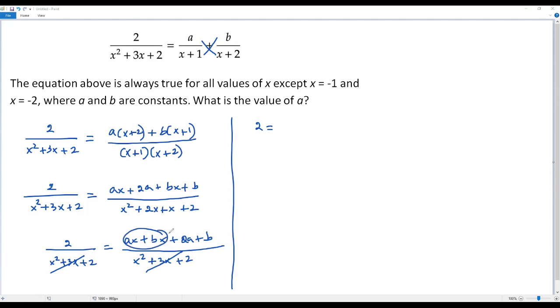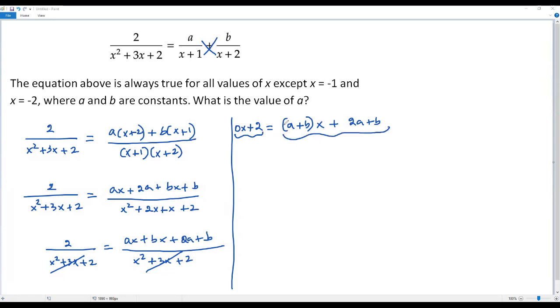2. And here we can factor x out from these two terms. Then we get (a + b)x + 2a + b. Here on the right side, we have a term which contains x, and this is constant. Since we have a term which contains x on the right side, on the left side also we can write a term which contains x, that is 0x. So we can write this one as 0x + 2.